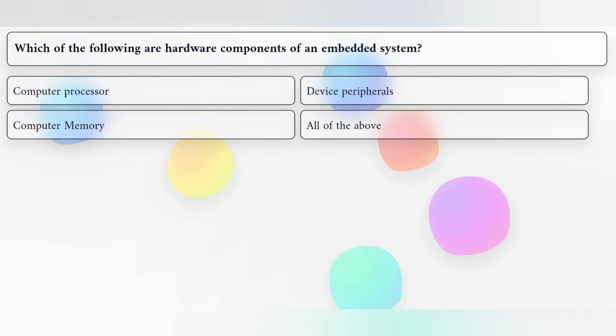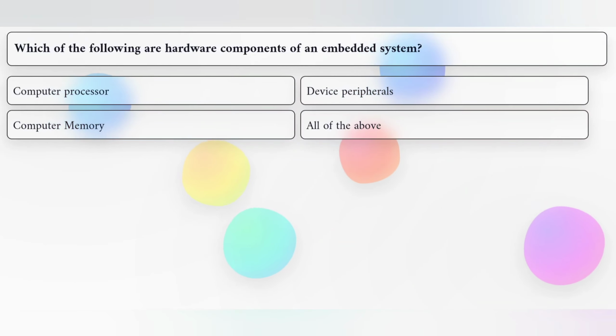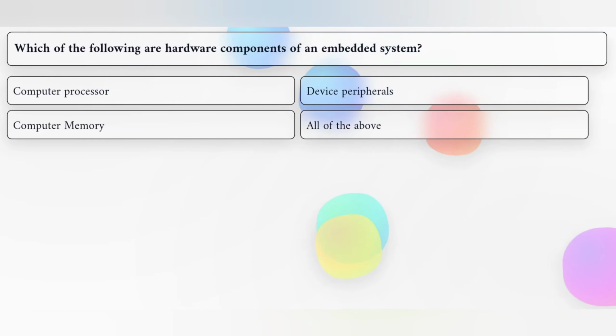Which of the following are hardware components of an embedded system? Computer processor, device peripherals, computer memory, all of the above.